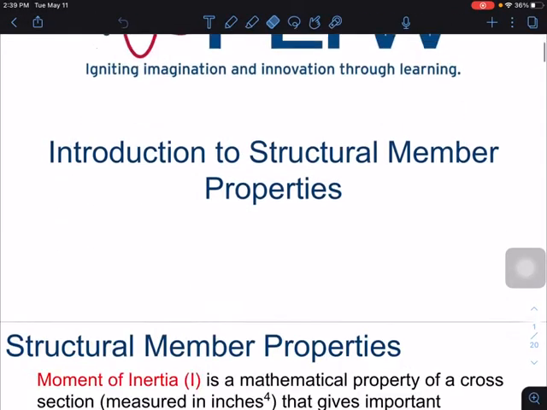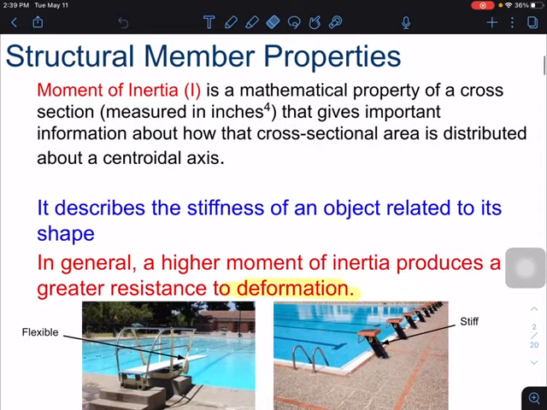So first thing, in fact this is your first answer here, is moment of inertia. That's what you're filling in the blank from the previous slides. Moment of inertia is a mathematical property of a cross-section measured in inches to the fourth that gives important information about how that cross-sectional area is distributed about a centroidal axis. Okay, centroidal axis.